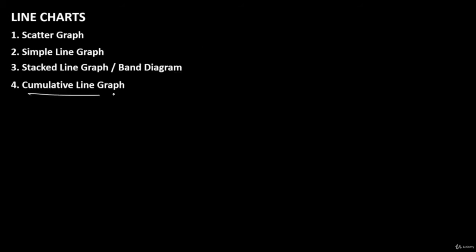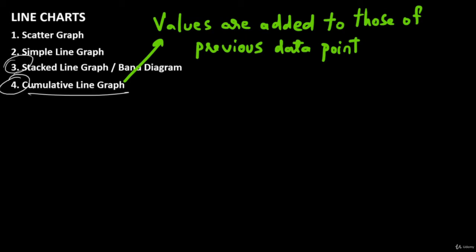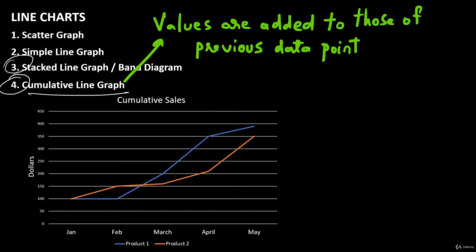Now, in a cumulative line graph, the values are added to those of the previous data point, right? And after I show you an example, we'll try to understand the difference between this one over here, that is a cumulative line graph, and the stacked line graph. All right. Now over here, I have an example. Let's say that this is about two products. You have product 1, that's blue, and product 2, which is orange. And then you have cumulative sales across 5 months, and the y-axis is in dollars.